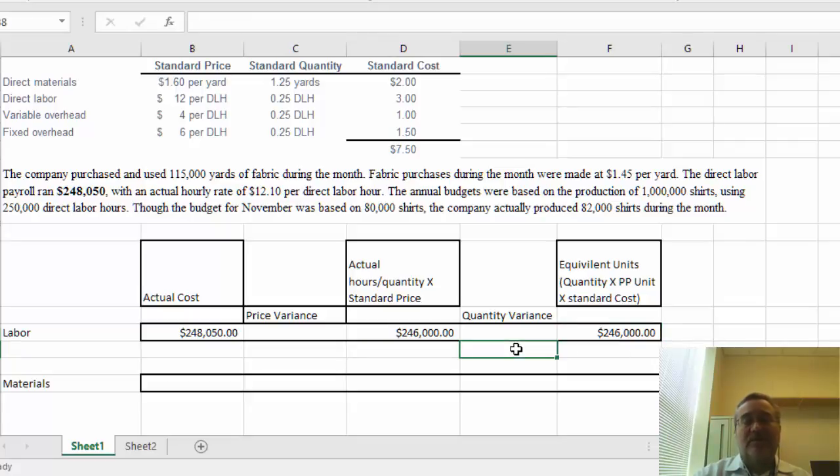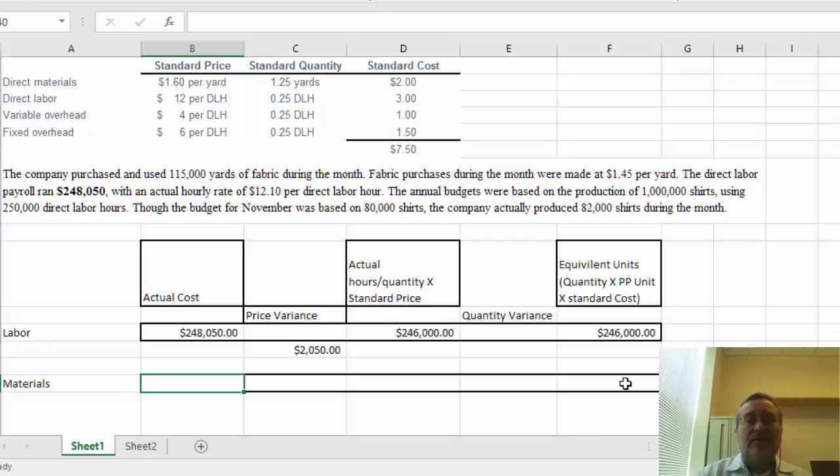So basically what we're saying is that there is no budget variance based upon quantity. We used what we expected to use. We do have a price variance. What we actually paid was $248,050. What we were expected to pay based upon our standard pricing is $12 per hour. So in fact, we have a negative variance here, and the negative variance is our $248,050 minus our $246,000. Basically what that means is that we have a negative or unfavorable variance because we were expecting to pay $12 per hour when in fact we paid $12.10 per hour.